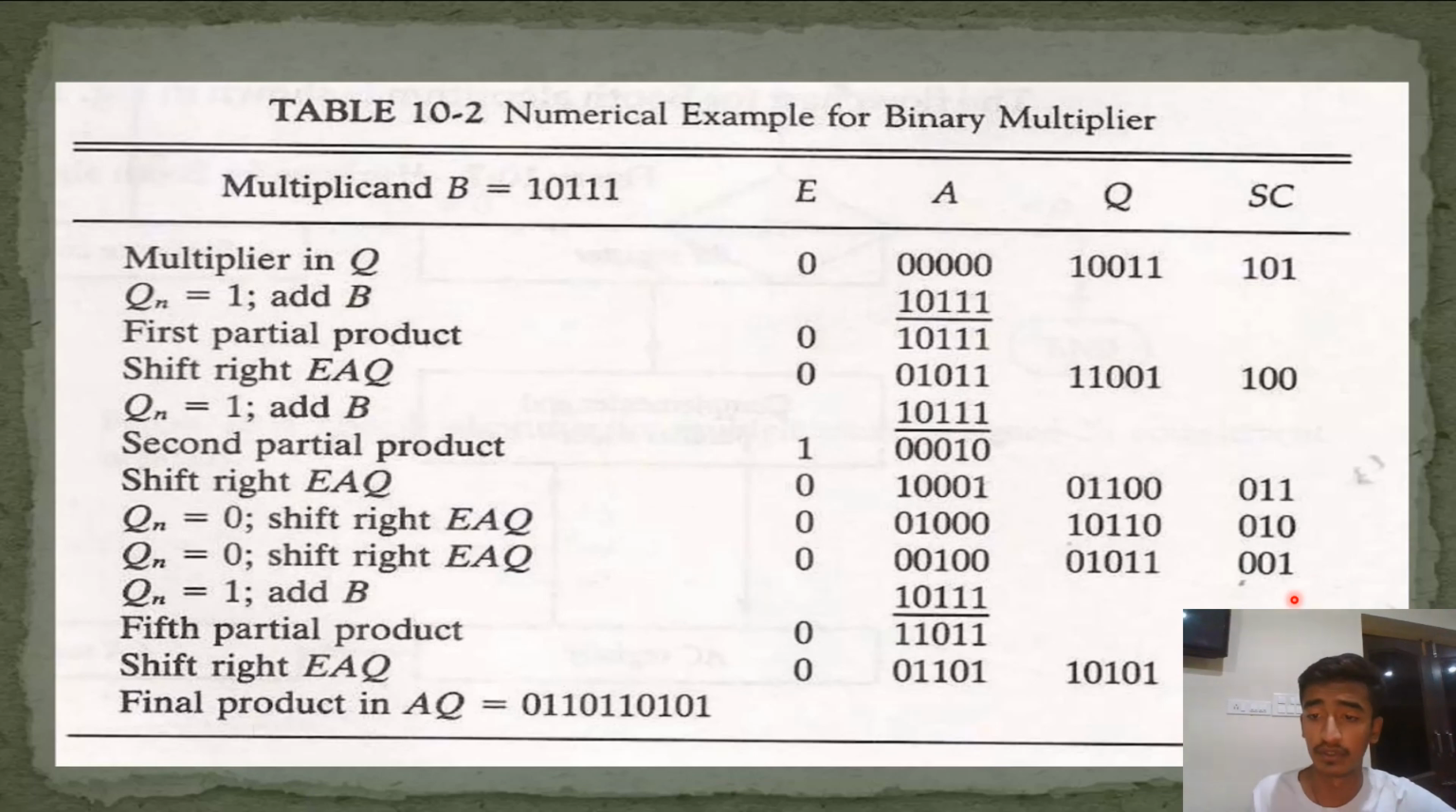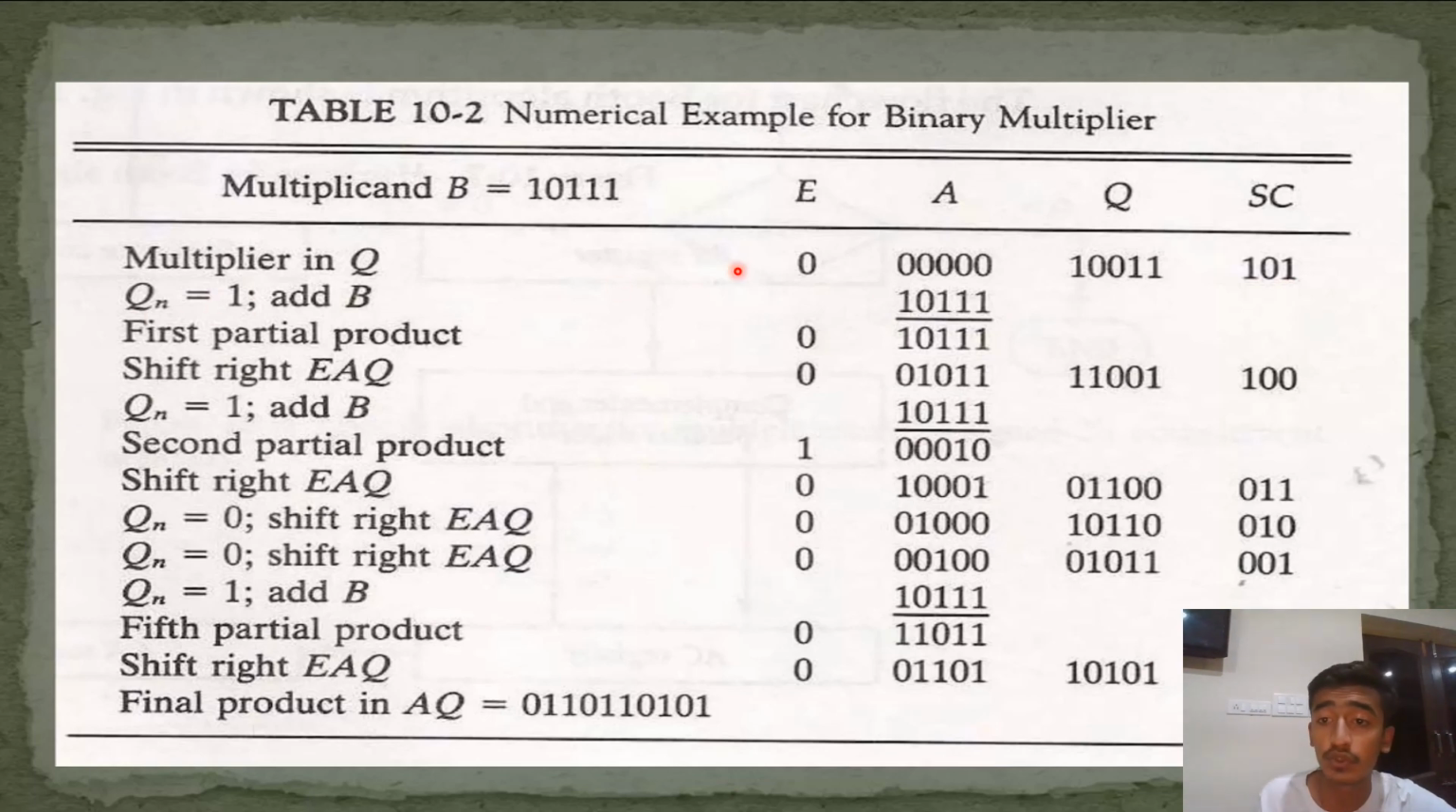This is the final example in which we will learn about it. That is, the multiplicand B equals 10111 and our Q is 10011. First, the multiplier is in Q. E will be 0. Initially, as we have learned in the previous flowchart, A equals all zeros, Q, that is the multiplier, is 10011 and SC is 5. 1 2 3 4 5. How many bits are there? That is SC equals 5.